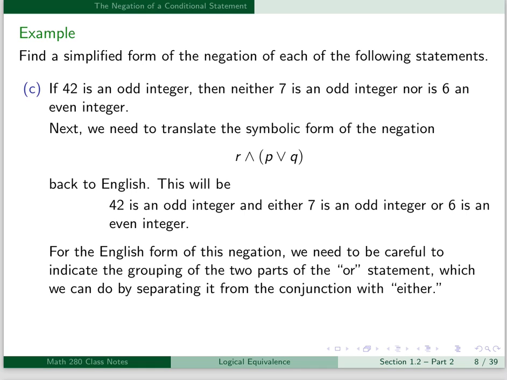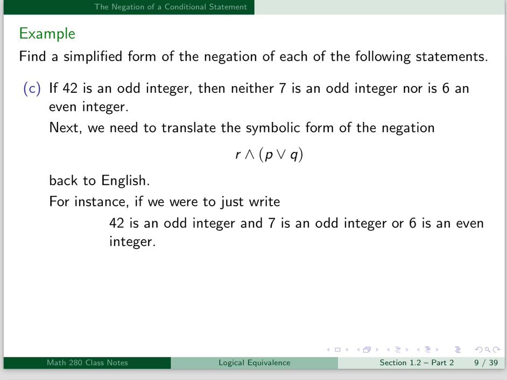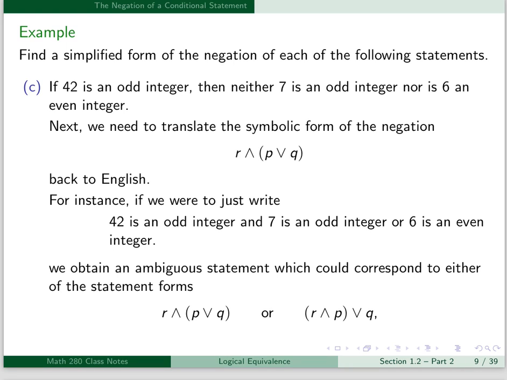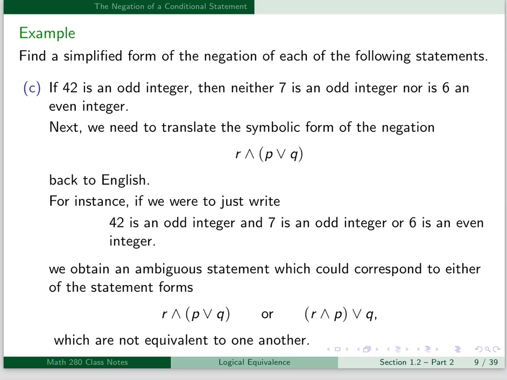For the English form of this negation, we need to be careful to indicate the grouping of the two parts of the OR statement, which we can do by separating it from the conjunction with either. For instance, if we were to just write 42 is an odd integer and 7 is an odd integer, or 6 is an even integer, we obtain an ambiguous statement which could correspond to either of the statement forms R and the quantity P or Q, or the quantity R and P or Q, which are not equivalent to one another.